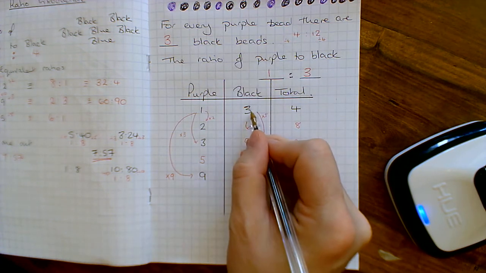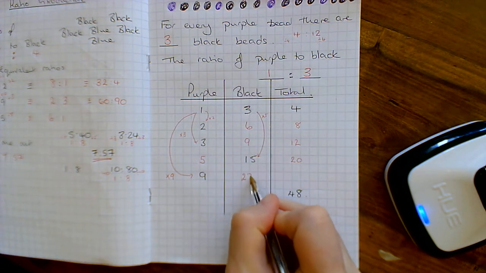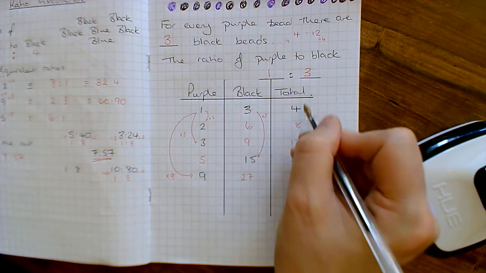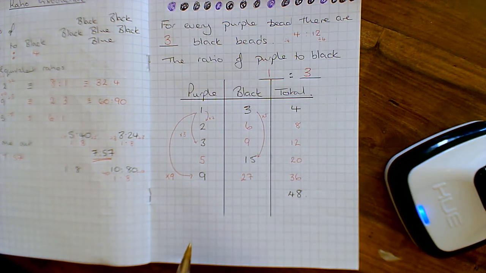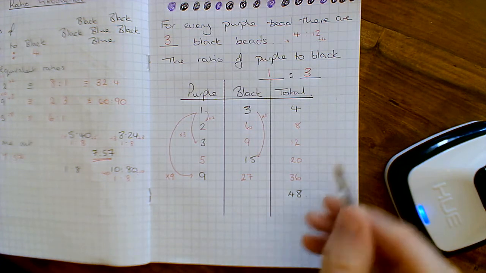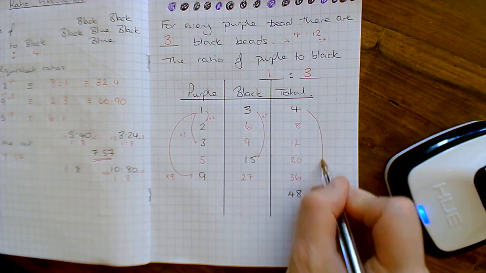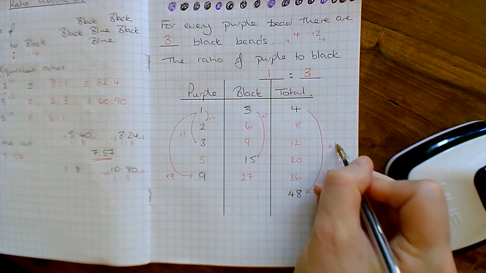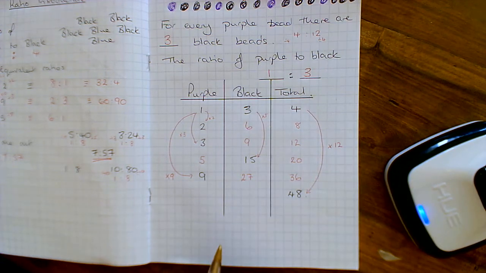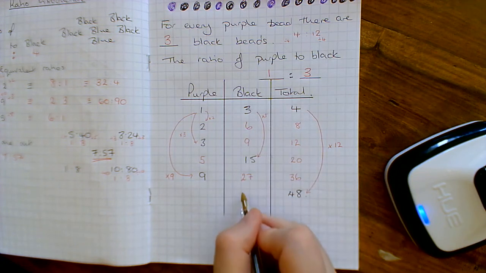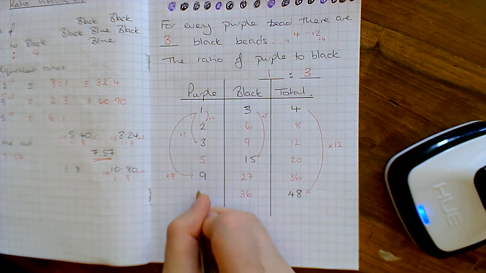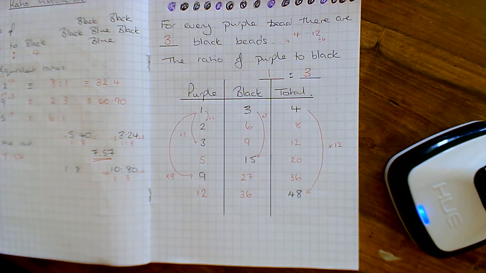So I'm going to times them all by 9. 3 times 9 is 27, and then 9 and 27 is 36 beads altogether, but 4 times 9 is also 36. So you could do it a couple of ways. The last one, how do I get from 4 all the way down to 48? This time I'm just going to multiply by 12. So I need to multiply everything by 12. 3 times 12 is 36, and 1 times 12 is obviously 12, and that's the table completed.